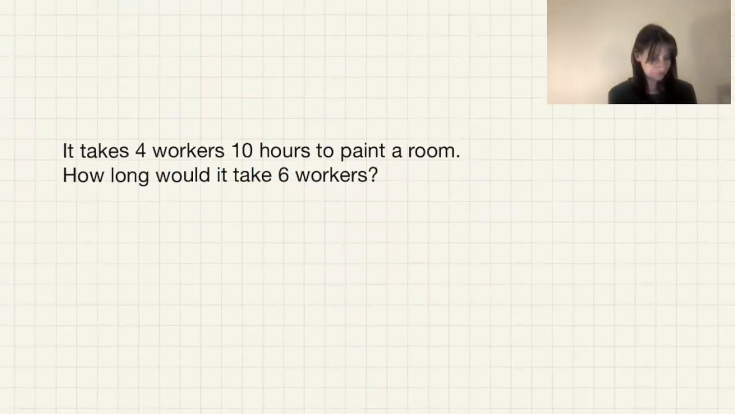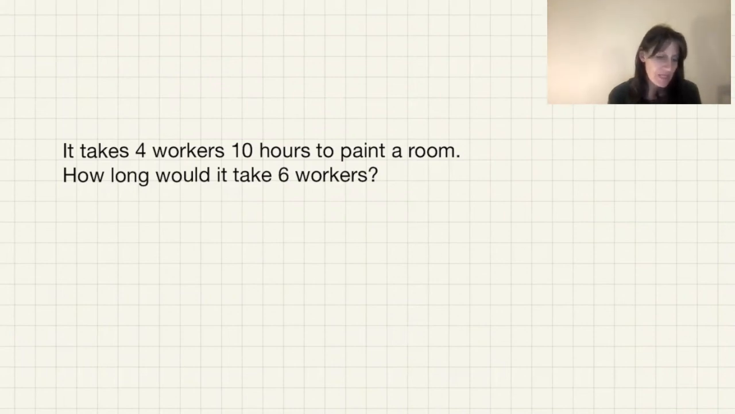If you hadn't pressed pause and you're still working on it, pause and play when you're ready.